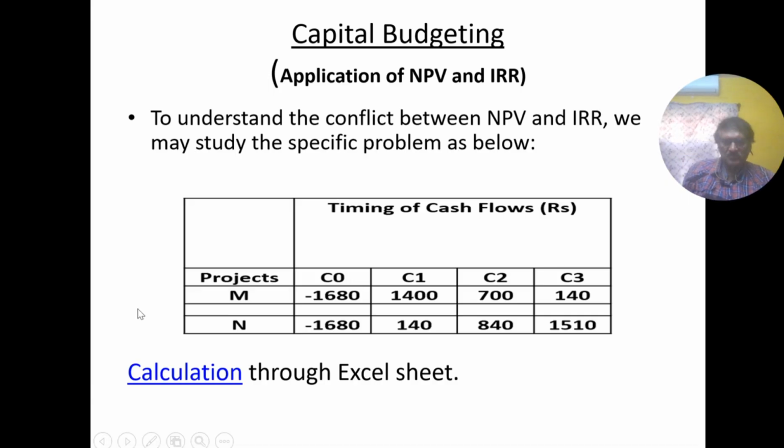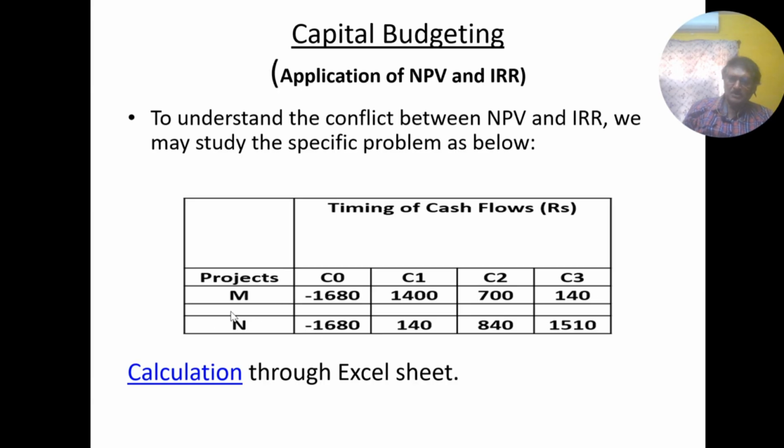Okay. For project M, negative means outflow of funds and positive means inflow of funds or cash flows. For project M, the cash outflow is rupees 1680 at the beginning, and after 1 year the cash inflow is rupees 1400. After second year the cash inflow is this, and after third year the cash inflow is 140. For project M, the initial investment is rupees 1680. Initial outflow, negative means outflow, investment.